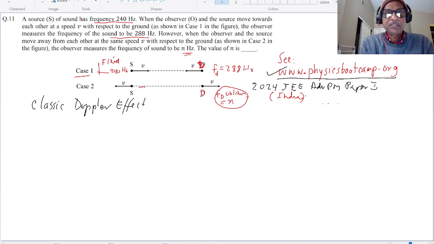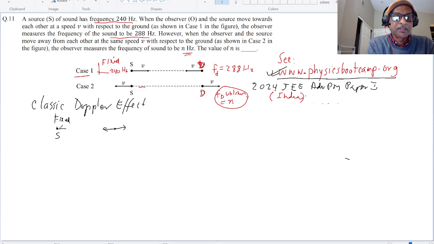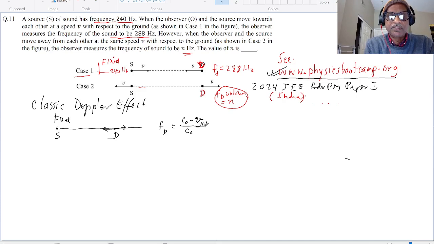The formula that you can actually learn more about in this book is, if the source is fixed and the detector is moving in the same direction as the line connecting the source with the detector, then the frequency will change, and FD will be equal to, say the speed of sound is C0 in the medium, then C0 minus V parallel of the detector, over C0, times whatever the source emitted.